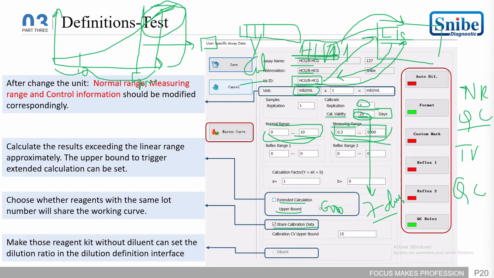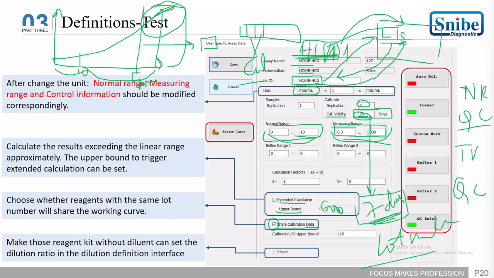So the user can load another reagent kit, HCG, without calibrating the new kit, just by sharing the calibration of the previous kit. The condition is that the lot number should be the same between the previous reagent kit and the new reagent kit. If we load a new lot number, for sure we need to calibrate. But if we load the same lot number, we can share the calibration data. So we don't need to calibrate the second kit, and we can save the reagent.